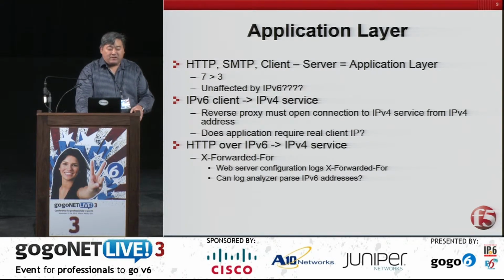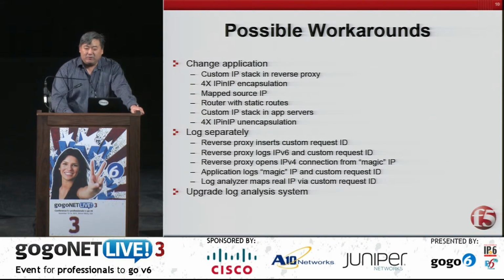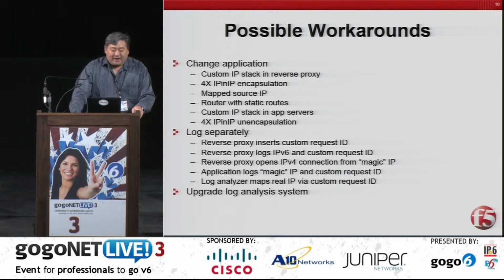So what are some ways that you can get around this? Well, the first way is, hey, you know what? You can always go back to your app developers and say, I've got to change the application. Let's put in a custom IP stack in the reverse proxy. Maybe I can do some sort of IP-in-IP encapsulation. In order to get 128 bits out of 32, well, you've got to do that like 4 times. So that's probably impractical, right?